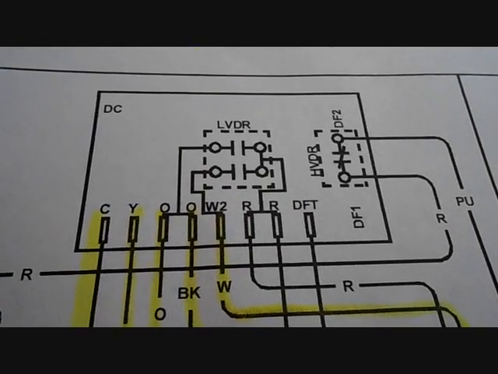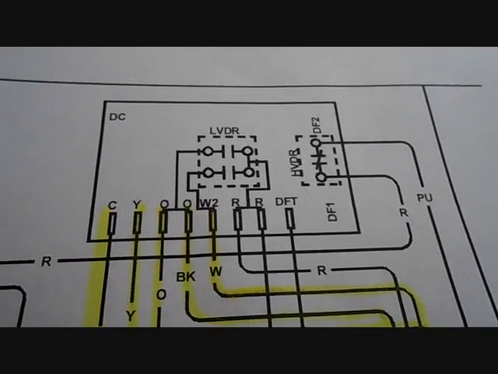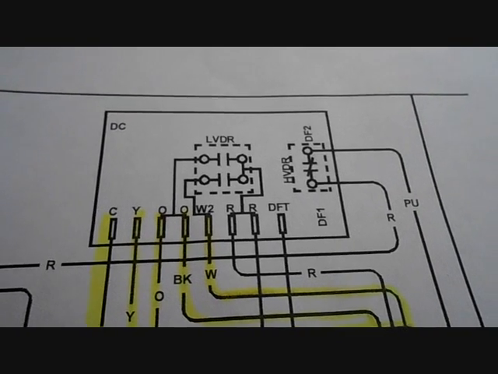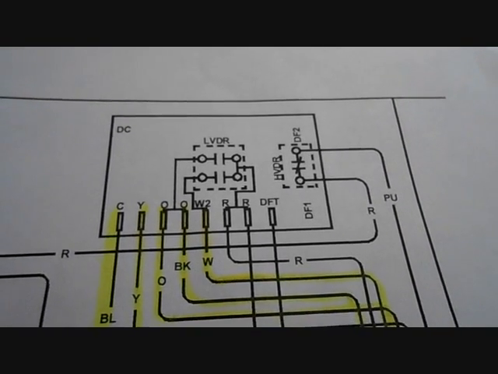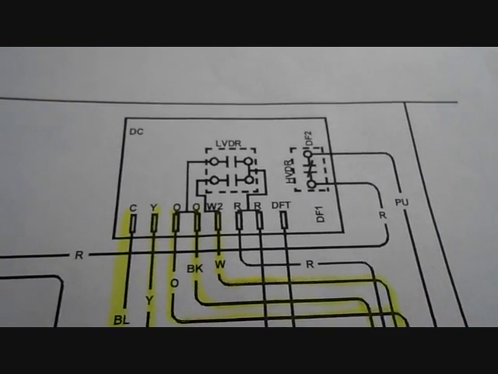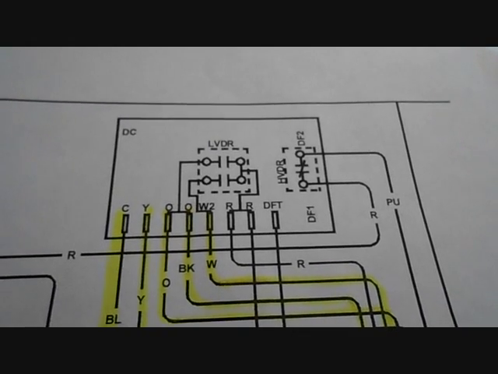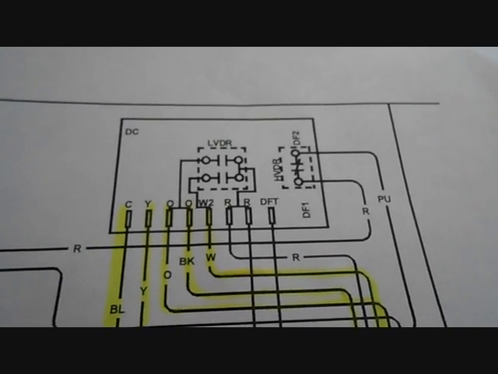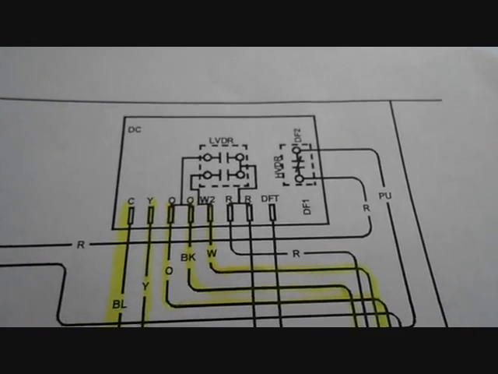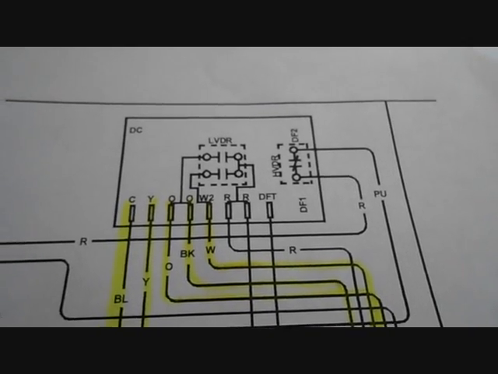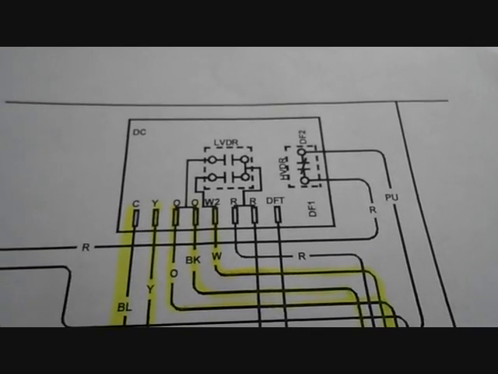The next wire is the W2, and when defrost initiates, it will send a 24 volt signal to the heat strips to turn them on. The purpose being that when the air conditioning is running, defrosting the outdoor coil, you don't want the house to get cold, therefore the heat strips will run to make sure the house doesn't get a cold blast of air.